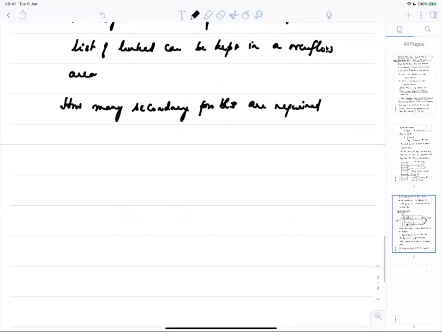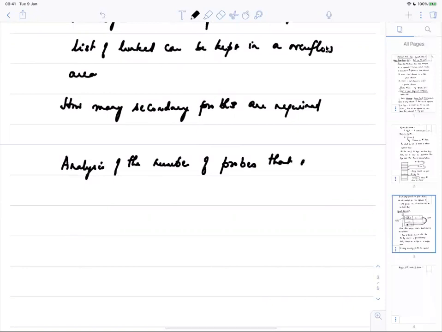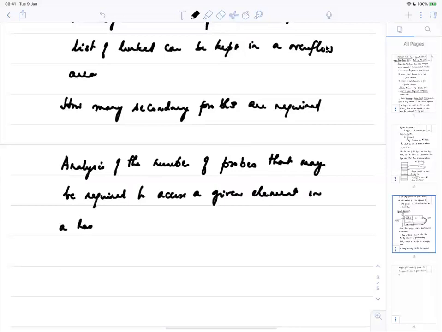So let us do the analysis of the number of probes that may be required to access a given element in a hash table. Notation might be a little bit different.